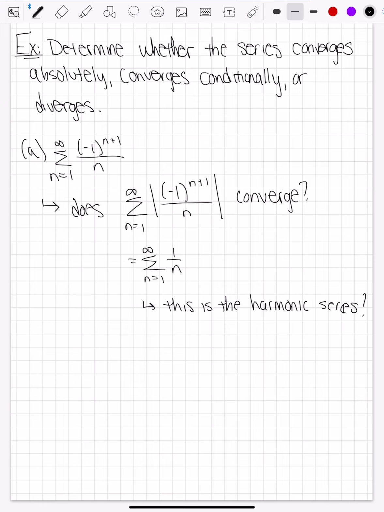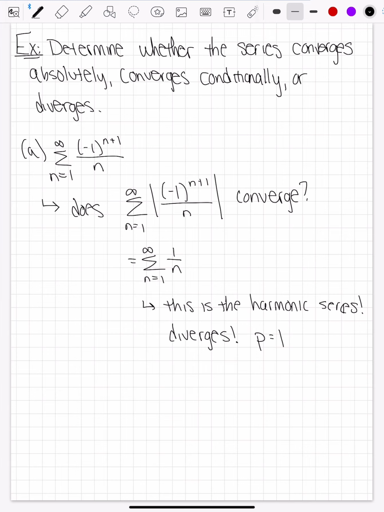However, the series diverges. So even though this sequence gets smaller and smaller, the partial sums don't get smaller and smaller. They actually go off to infinity. So we know that this diverges, because it's a p-series with p equal to 1.